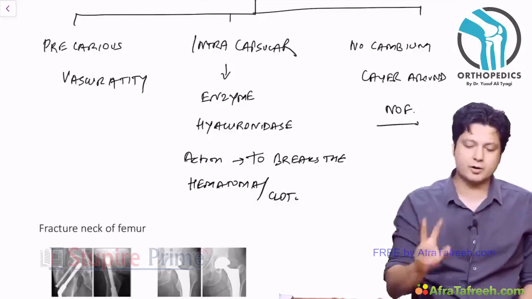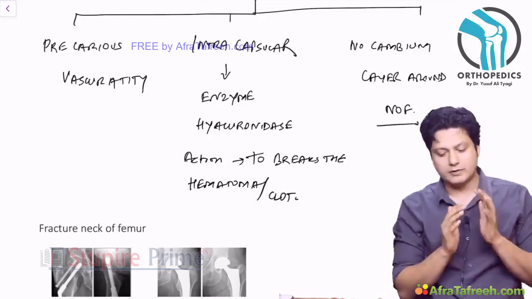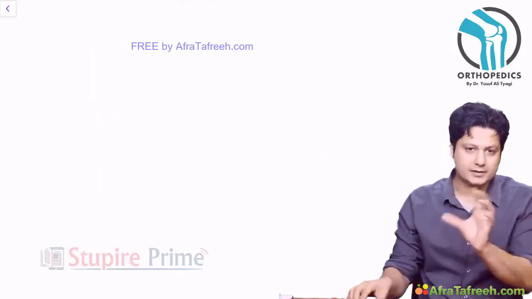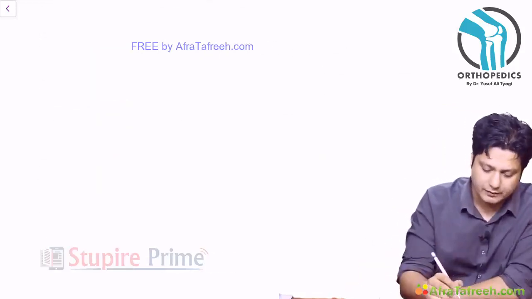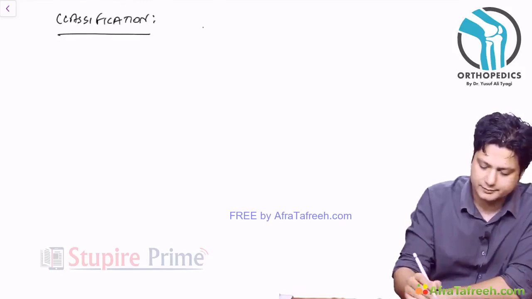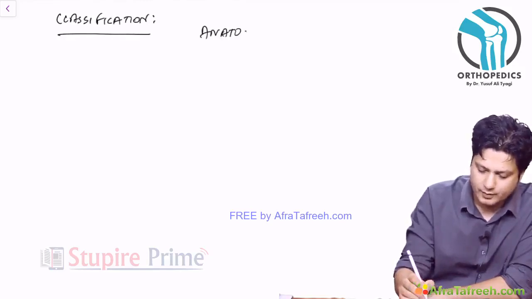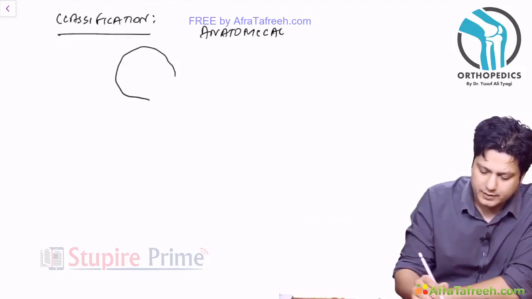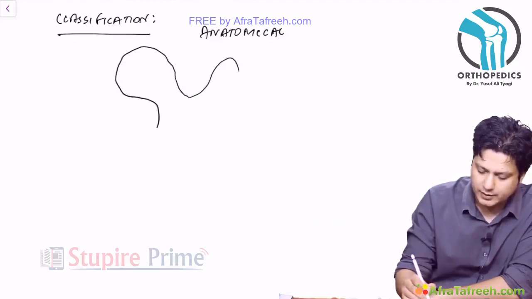So having discussed these two possible complications, one is avascular necrosis and the second one is non-union, now we can easily understand the classifications associated with the fracture neck of femur. Now, the first of the classifications is anatomical. Based on this diagrammatic representation, we can easily understand how this anatomical classification will work.